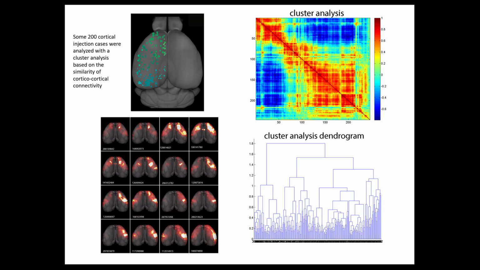And so this is showing a top-down view of several hundred injections into different areas of the cortex. These are the top-down views of those. And one of the things that could be done would be cluster analysis to compare and analyze the relationships between the different cortical areas and their connectivity together.